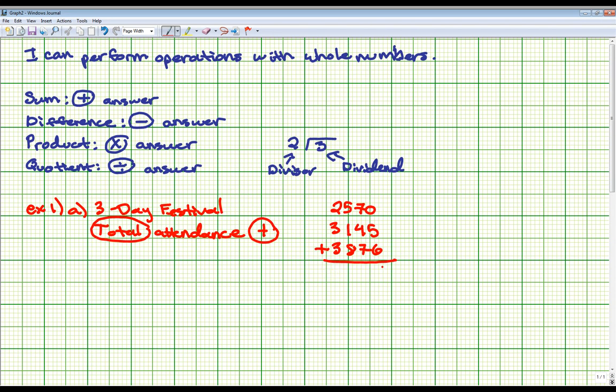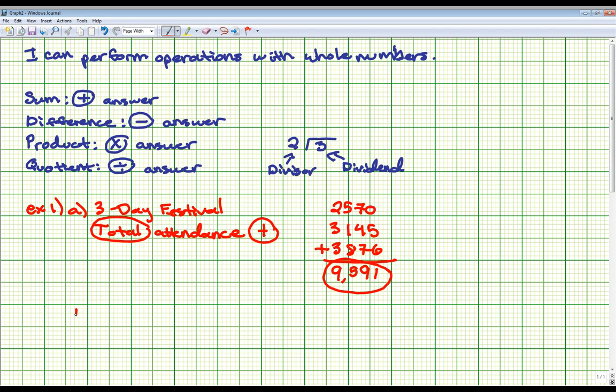Here is the answer. So if you did your addition correctly, this column should have a 1 underneath. This column should have a 9 underneath. This one's going to have a 5, and this one's going to have a 9. So our total attendance, 9,591.